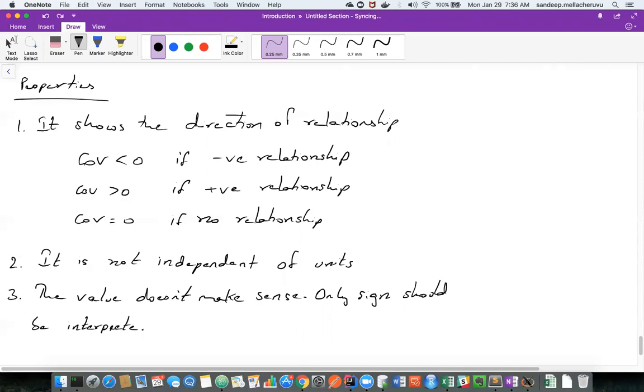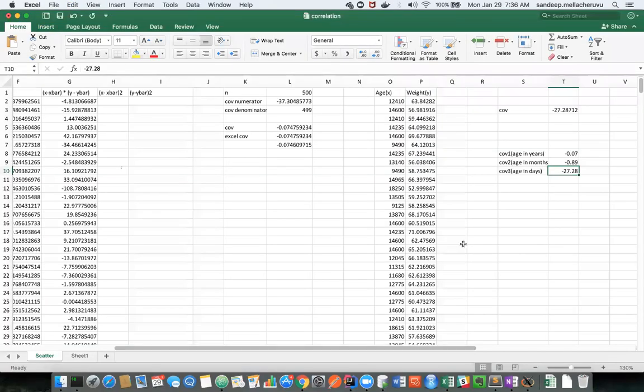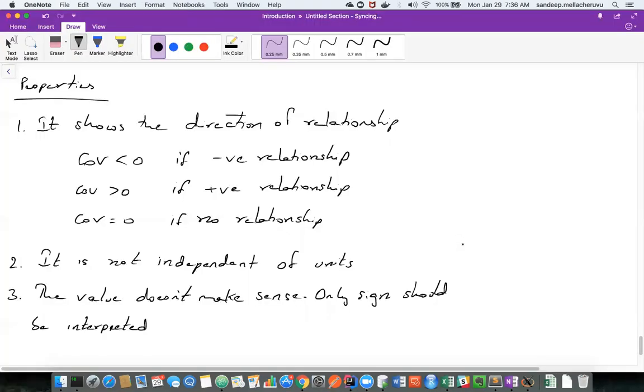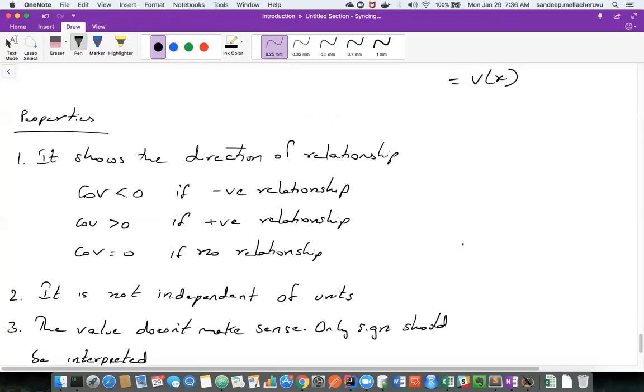In covariance, never interpret the value, because it is very dangerous. If you interpret the value, you are gone. You are making some mistake. Okay, this is all about covariance.